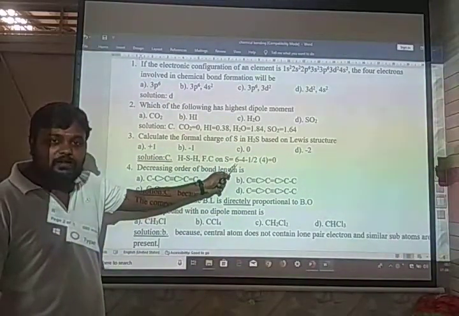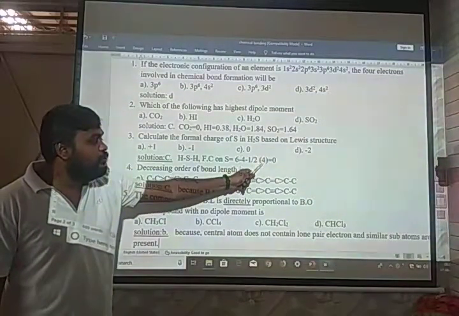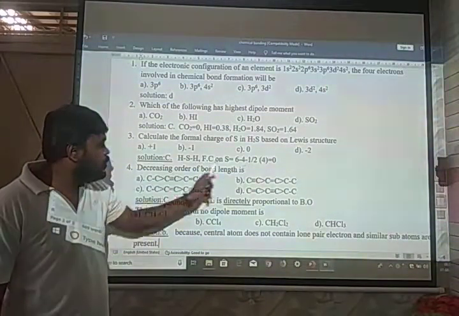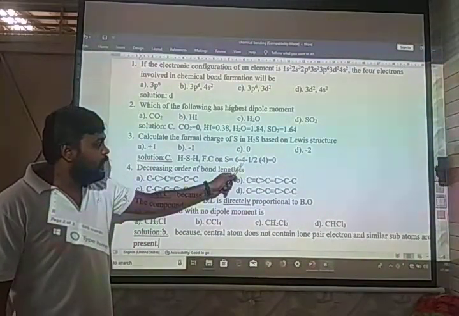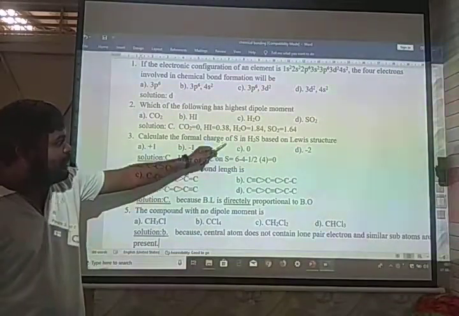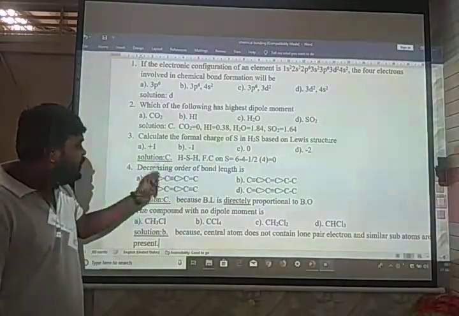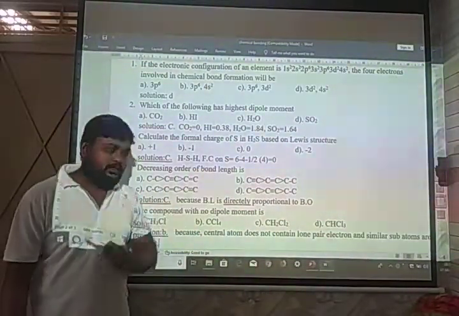6 means the number of valence electrons, minus 4 means lone pair electrons, minus half into 4 means bond pair electrons. 2 pairs are there, 2 pairs means 4 electrons. So 6 minus 4 minus 2 equals 0. So the formal charge of sulfur in H2S is 0. Option is C.